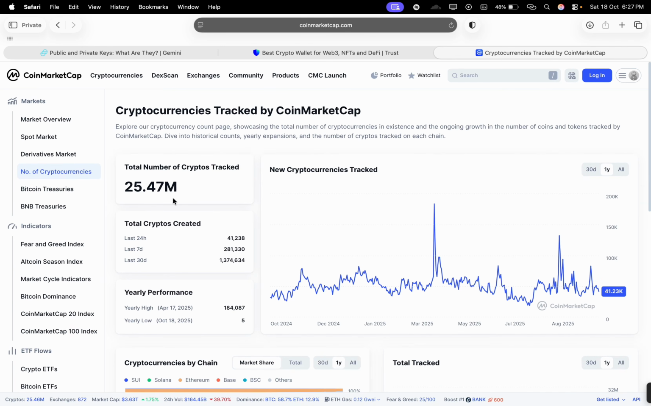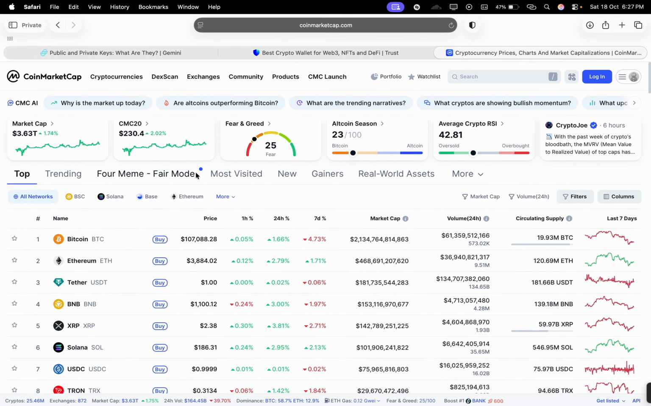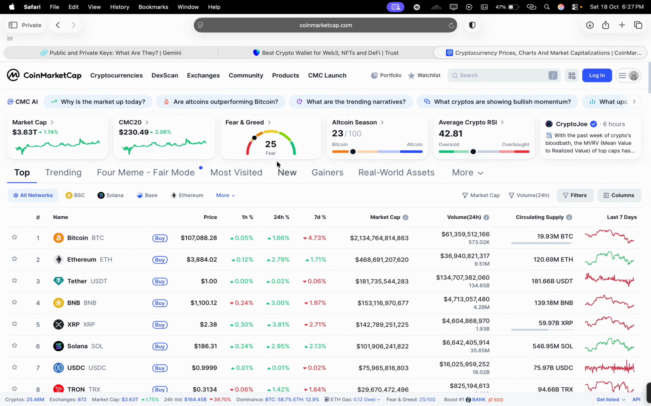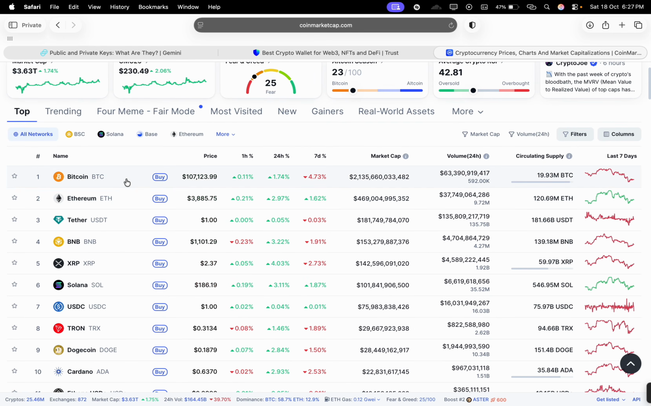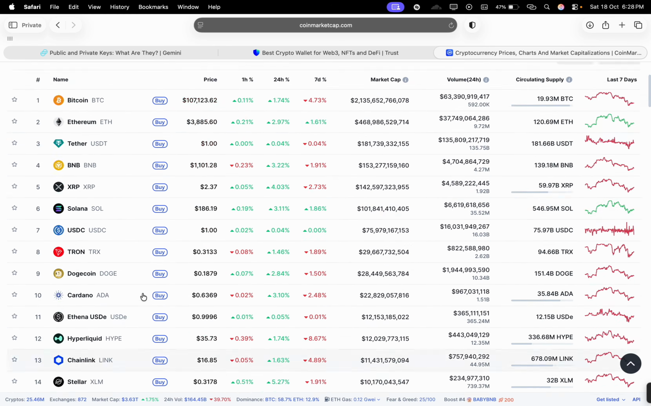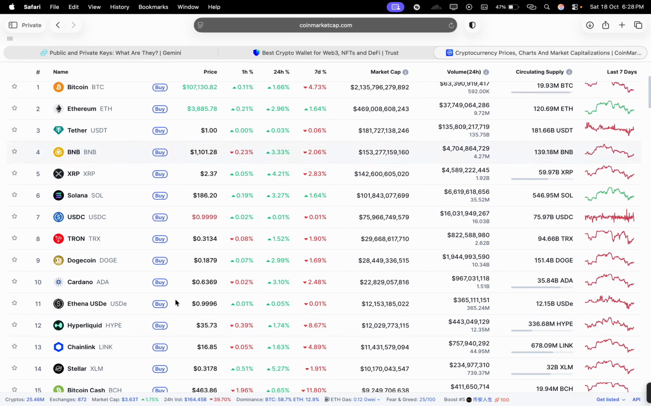So there are currently 25 million cryptocurrencies in this world, and it will go further and further, because nowadays new cryptocurrencies are coming into the market daily. If I go to the home screen, you should pin this website to your bookmarks. Bitcoin is the most valuable cryptocurrency and the first cryptocurrency. I think everyone knows about this, and all other cryptocurrencies are called altcoins.